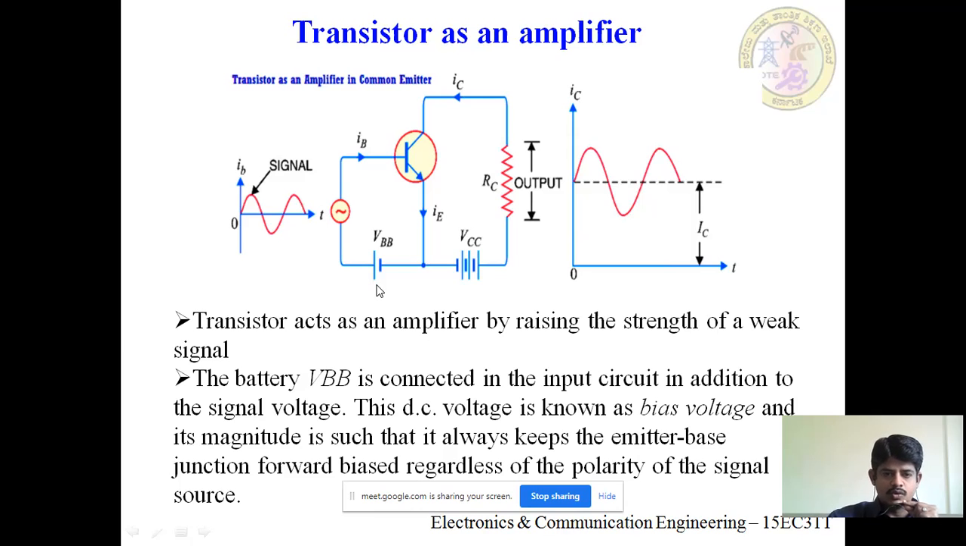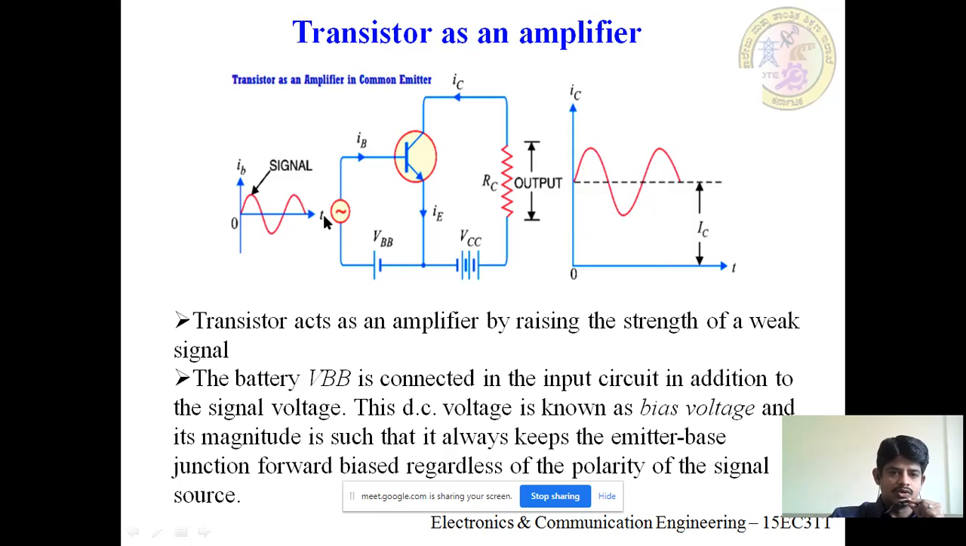Okay, let's go through some statements. A transistor acts as an amplifier by raising the strength of a weak signal. So it is used to amplify the weak signal, or you can say it can boost the signal strength, or it can increase the signal strength. The battery VBB is connected to the input circuit in addition to the signal voltage.